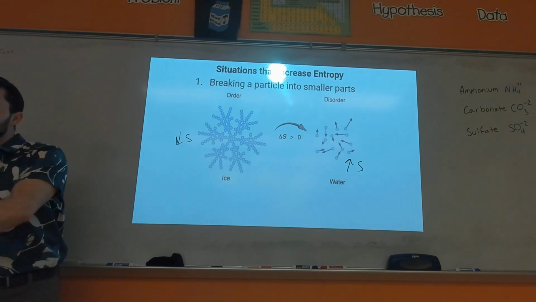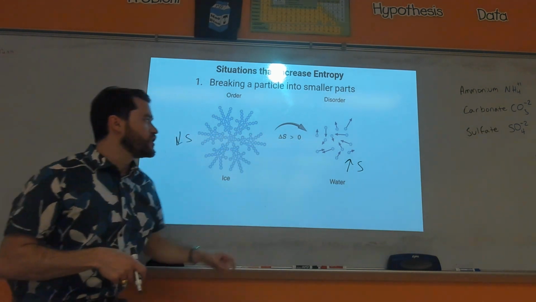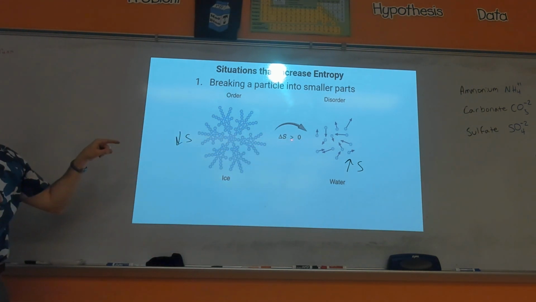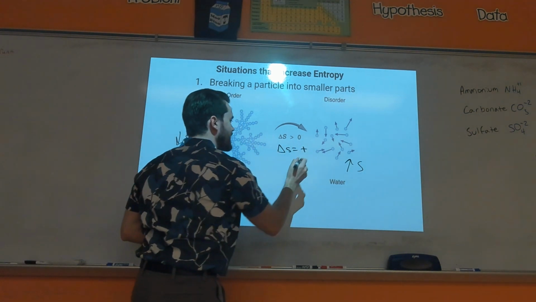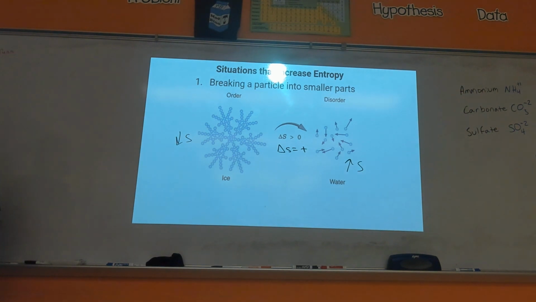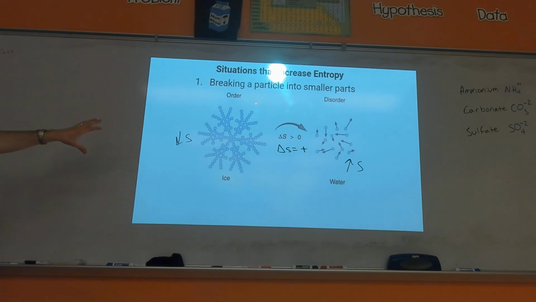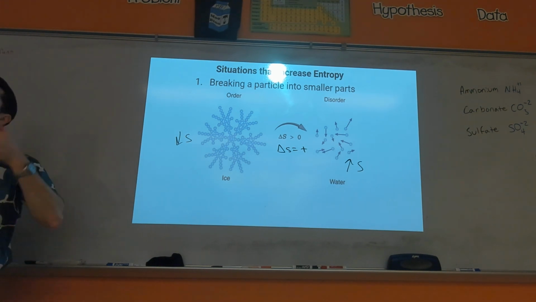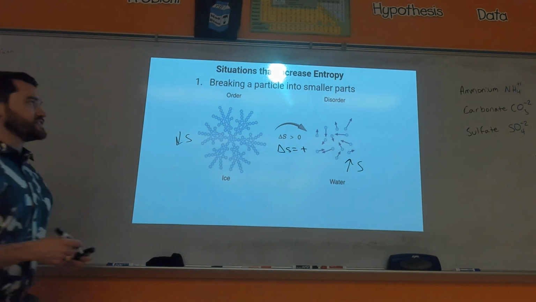So if you move from solid ice to liquid water, you are going to have a positive, a greater than zero, delta S. Another way of saying that is delta S is positive. So if you break any sort of particle into smaller pieces, if you do a chemical reaction where you break a larger thing into smaller things, that is a positive delta S. You have increased entropy. The universe wants that. So this is favorable.